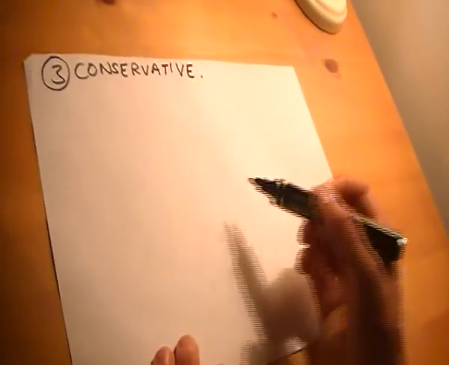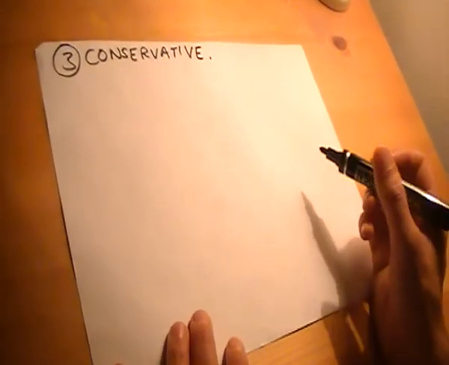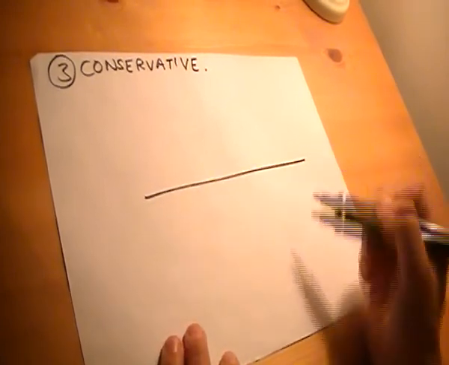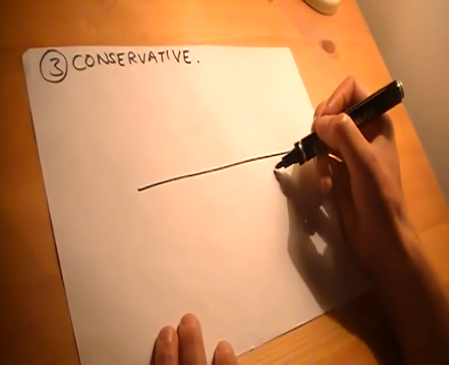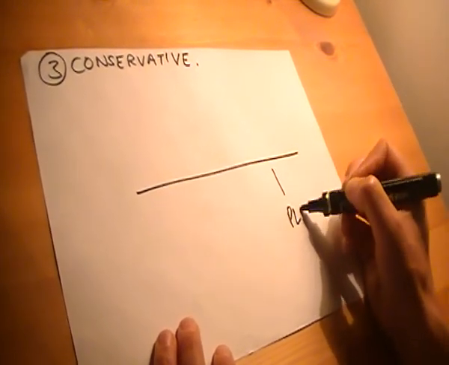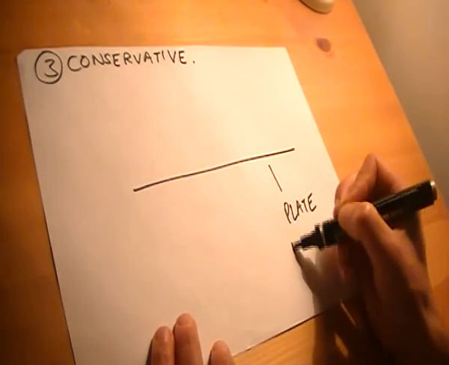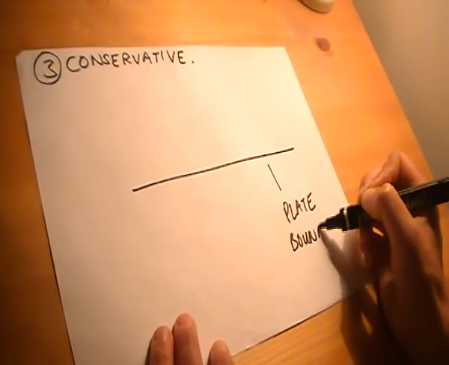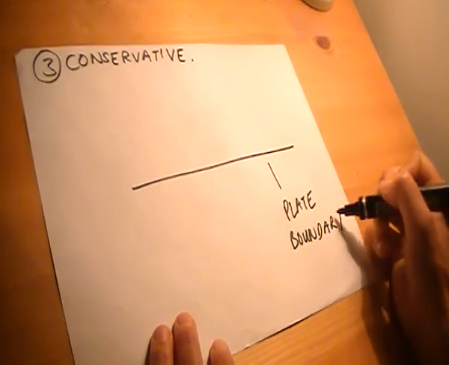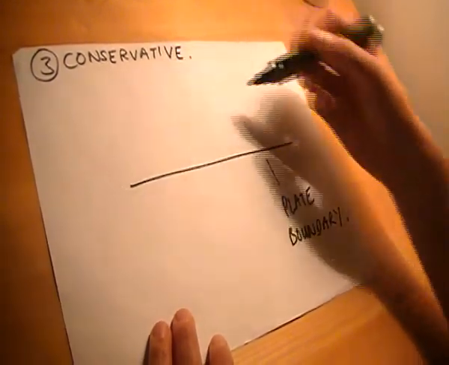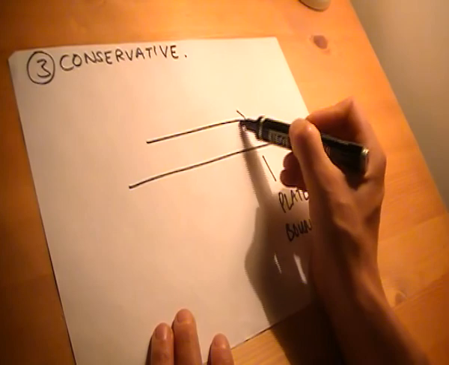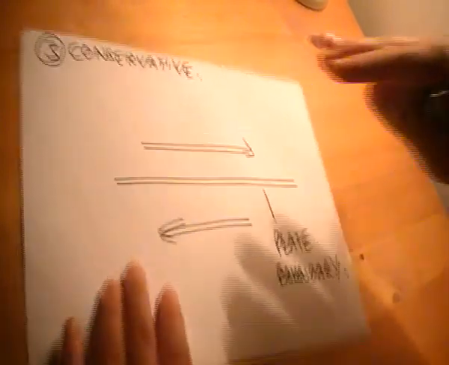The third type of plate boundary that we need to know about is a conservative plate boundary. Now here's a line, I'm going to draw that line on there, and that's actually going to be our plate boundary, so I'm just going to label that as our plate boundary. Okay, now remember, at a conservative plate boundary there's two plates that are moving side by side each other, so they're kind of moving past each other a little bit like that.